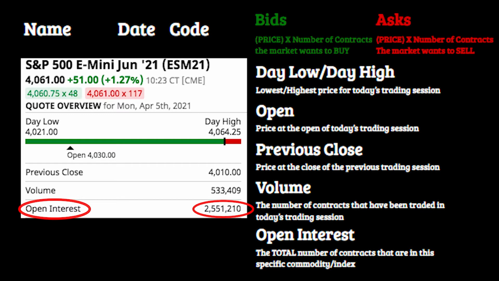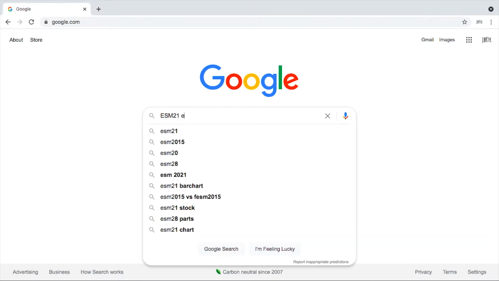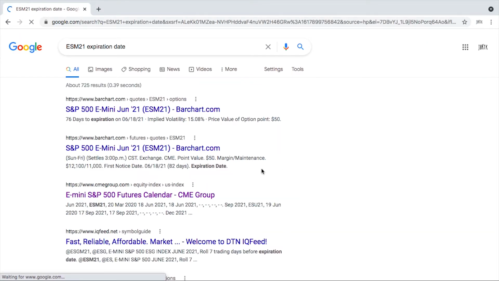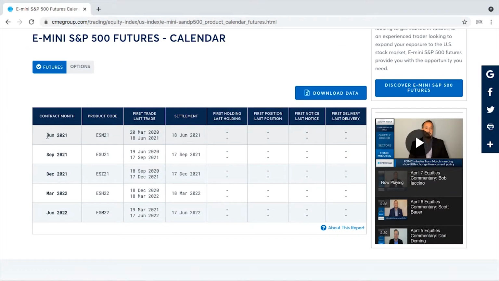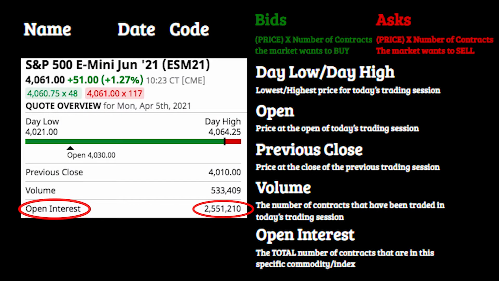So how do I find the exact date? Well, it's real simple. You just go to Google, you Google ESM 21 expiration date, and you can find it right here, June 18th. So until June 18th, these are the number of contracts that can be traded.